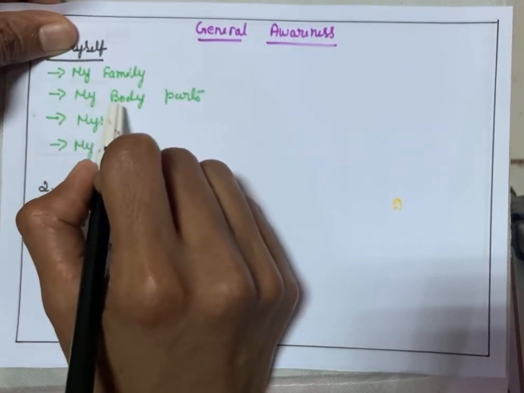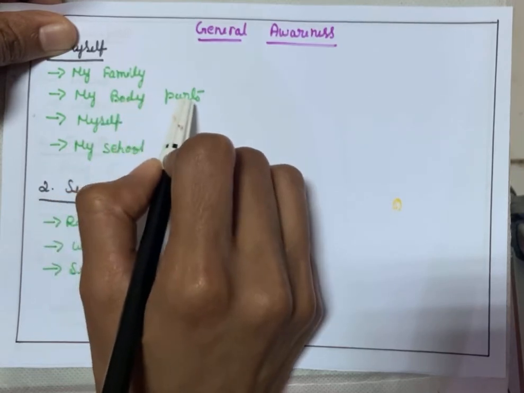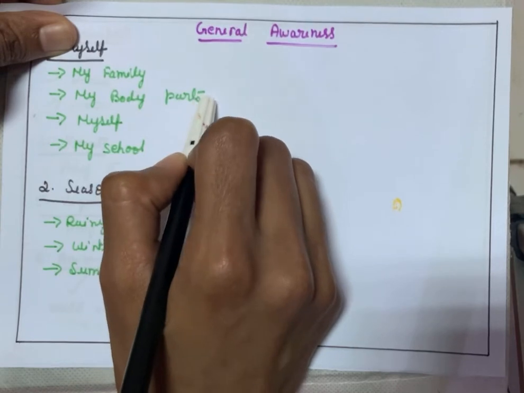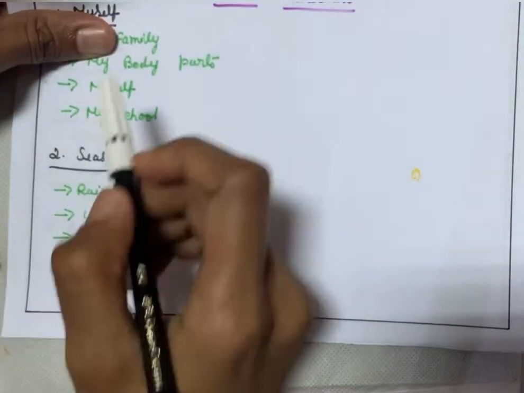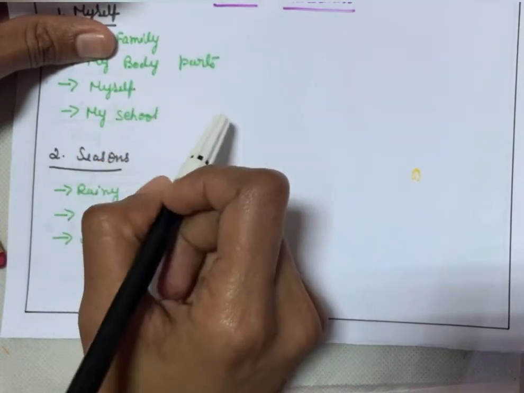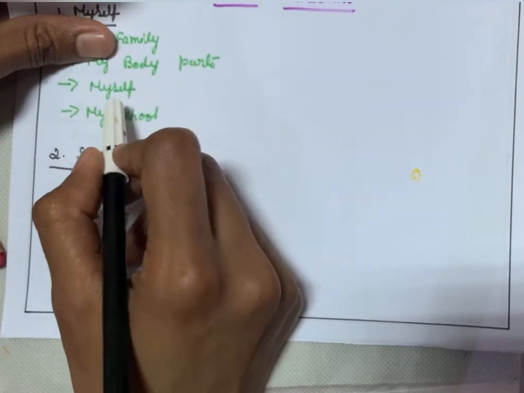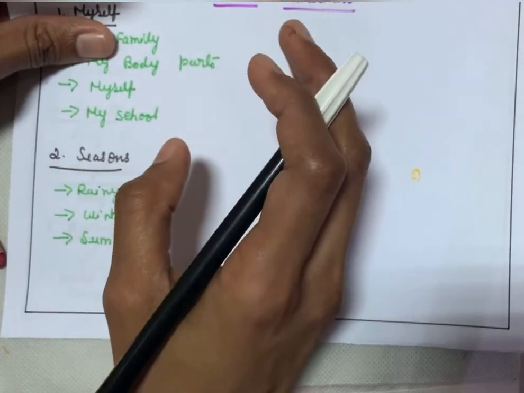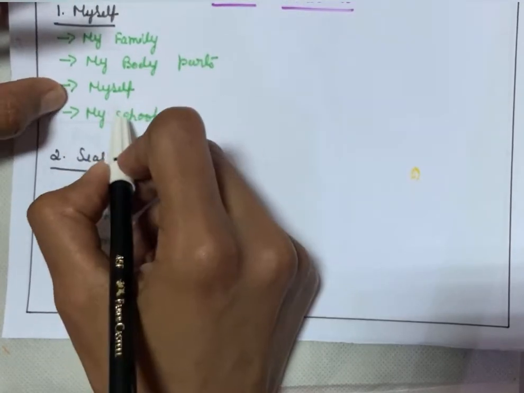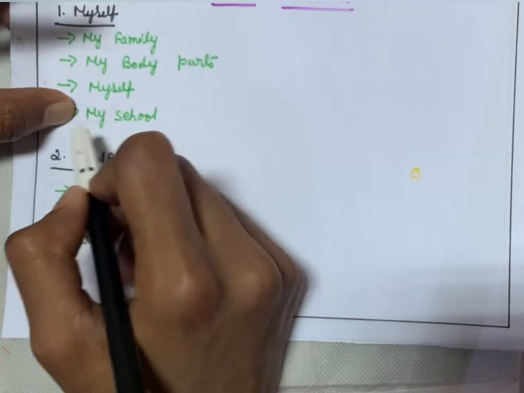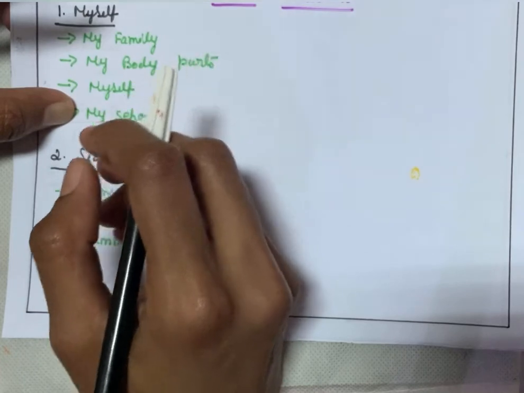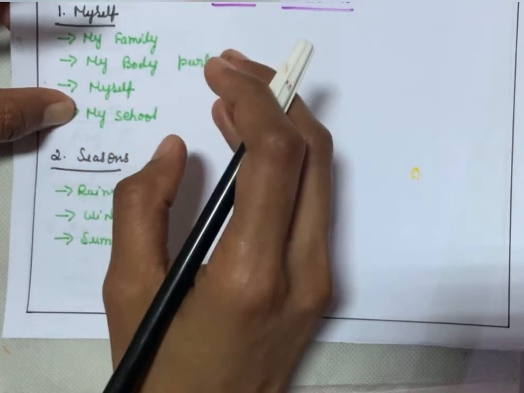Then also you can teach them body parts. They should be able to identify any 5 body parts like eyes, ears, hands, legs, like this. And next is myself. They have to be able to tell any 5 sentences like my name is Ruth, I am a girl. Like this they have to be able to tell any 5 sentences. So you can teach any 5 sentences. Next comes the school. You can teach any 5 sentences about their school like their school name, where their school is located, like this.